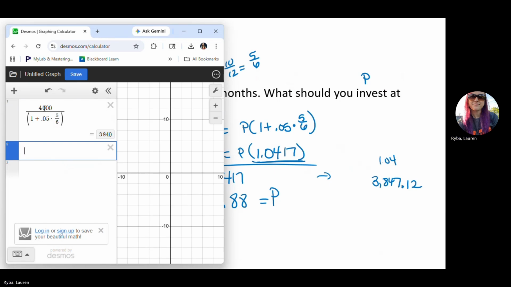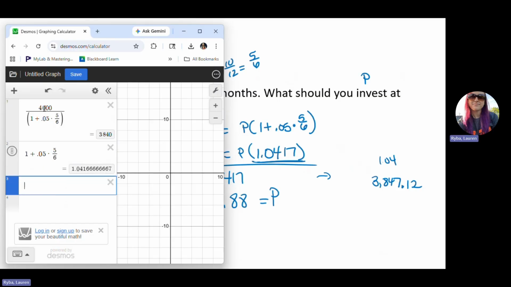So if I didn't want to round it at all, it actually comes out even nicer, 3,840. So you can see just how rounding can make it a little different. It's just because this guy was a repeating decimal here. So I was off by about 12 cents compared to the exact answer there.